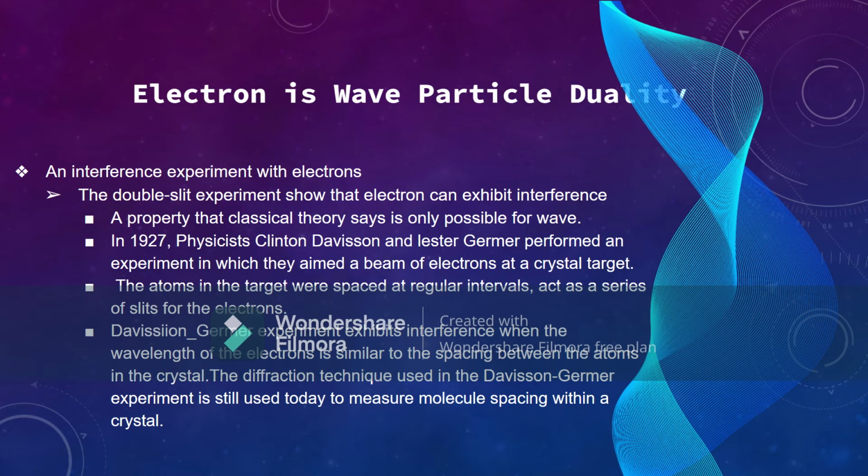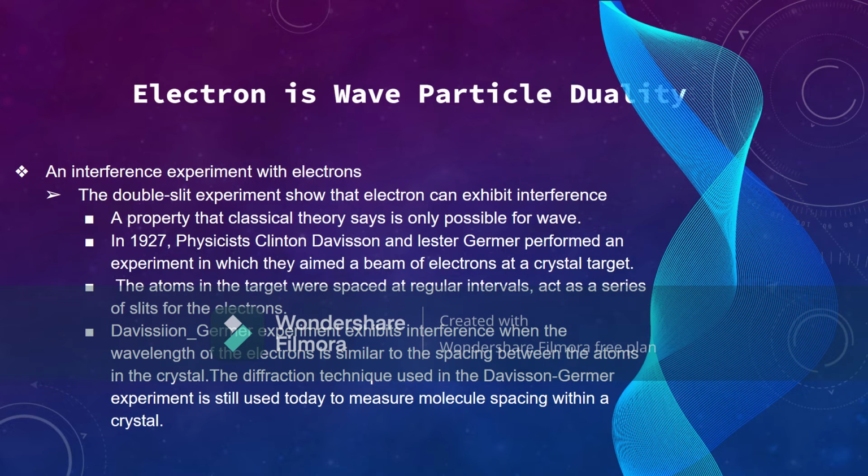An interference experiment with electrons. The double-slit experiment showed that electrons can exhibit interference, a property that classical theories say is only possible for waves. In 1927, physicists Clinton Davisson and Lester Germer performed an experiment in which they aimed a beam of electrons at a crystal target. The atoms in the target were spaced at regular intervals and acted as a series of slits for the electrons. This is known as the Davisson-Germer experiment.